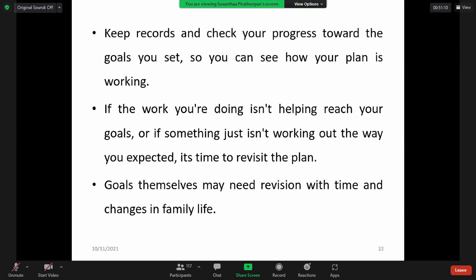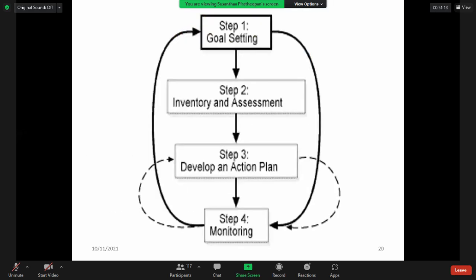So these are the major 4 steps under the action plan. The first step is setting goals. Here we are planning and setting goals for our long-term process. In the second step, we are assessing our inventory, checking what we have and what we need. And in the third step, according to the previous two steps, we are developing an action plan and implementing it in the farm system.